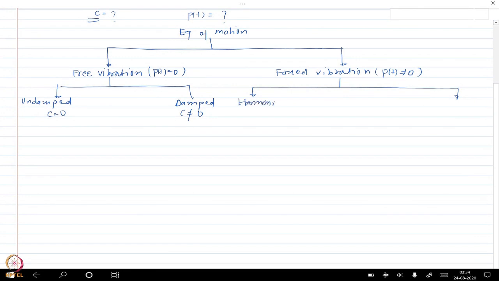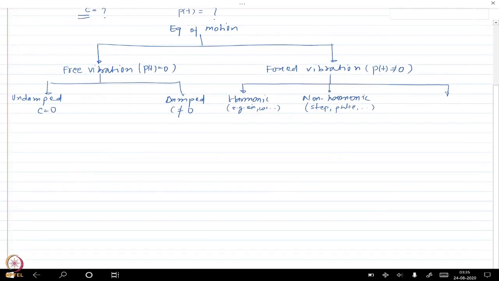When I say harmonic, I mean something similar to a combination of sine and cosine. And then we could have non-harmonic motion. Non-harmonic could be something like step functions, or pulse excitations, or things like that. And then we'll have random excitation.